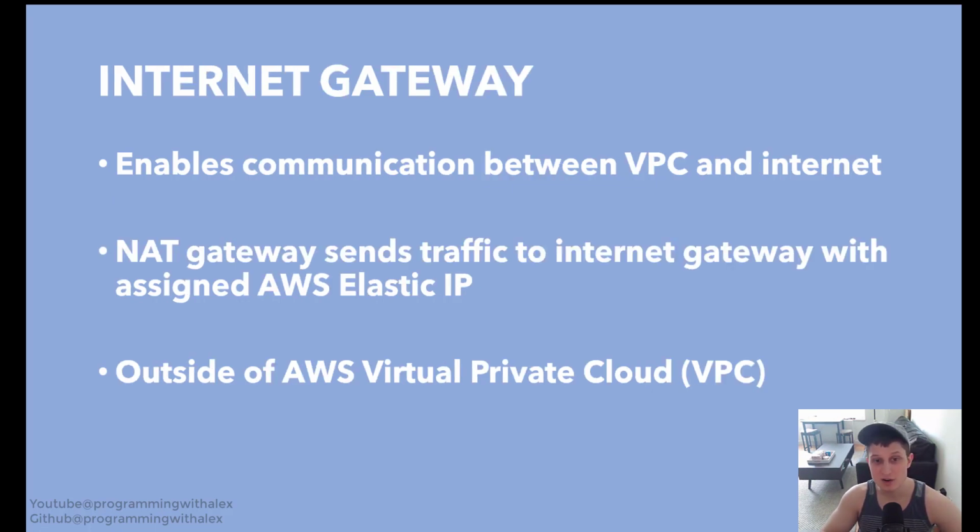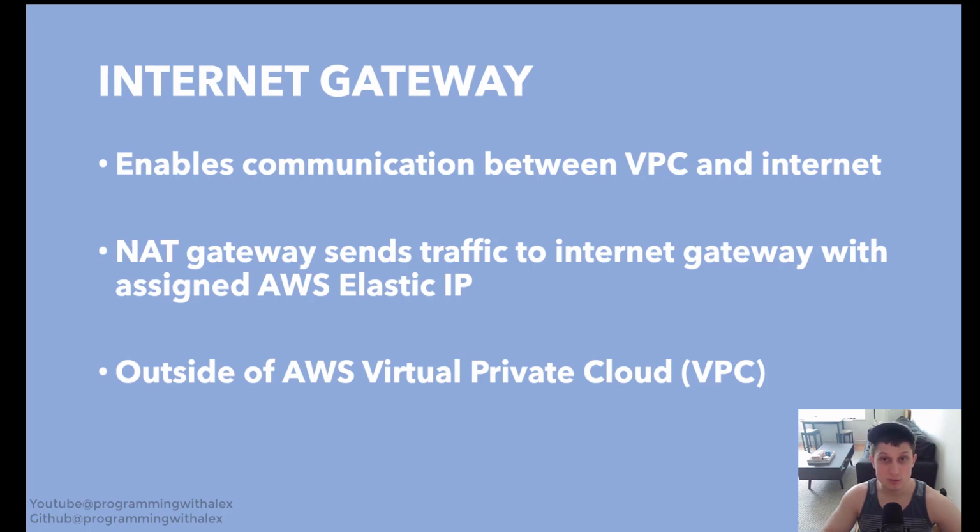Another component is the internet gateway. This is going to allow communication between the VPC and the internet. So the NAT gateway is not directly sending traffic to the internet. It's sending traffic to the internet gateway, which is then sending traffic to the internet. This allows us to access the resources outside of the AWS VPC.